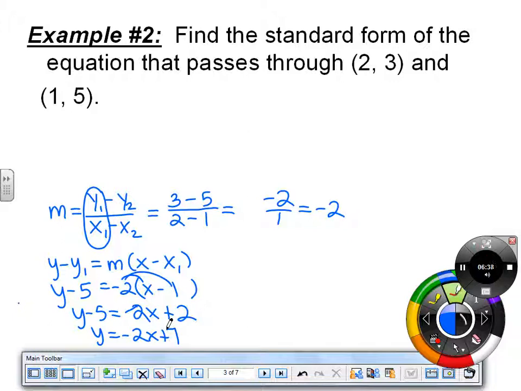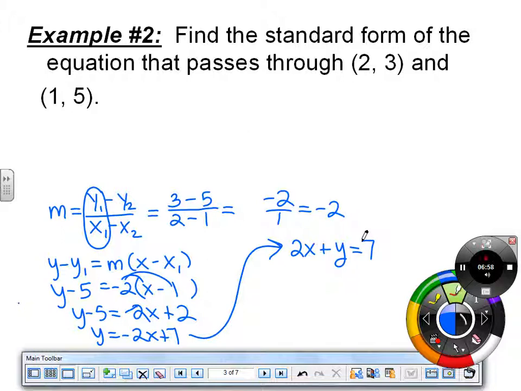Okay, so I can move the 2x to the left side. So remember, standard form has the x and the y on the same side, x first, and then the constant on the other side of the problem. So if we add 2x to both sides of the equation, then we have the right order for something that looks like it's in standard form.